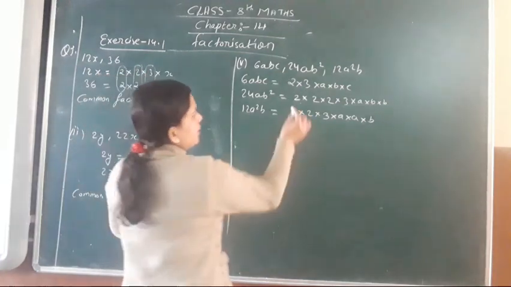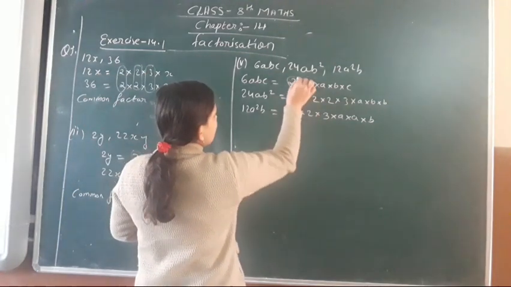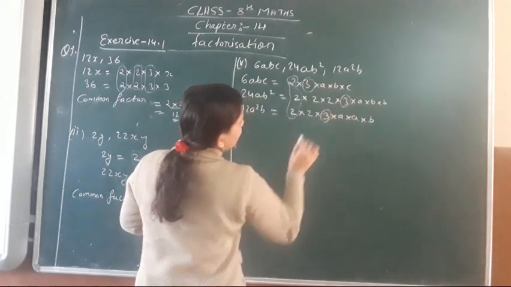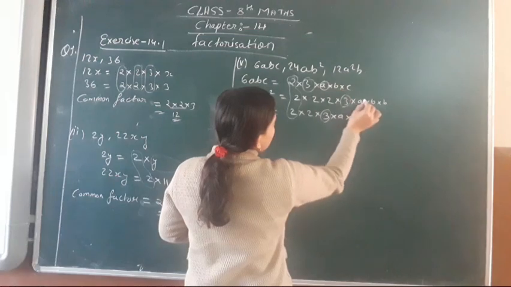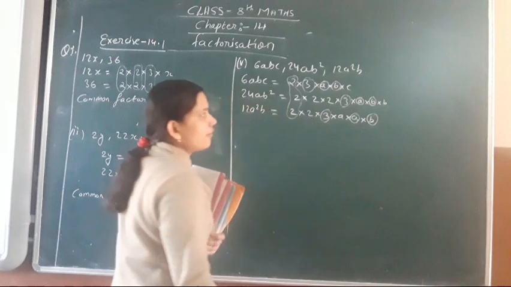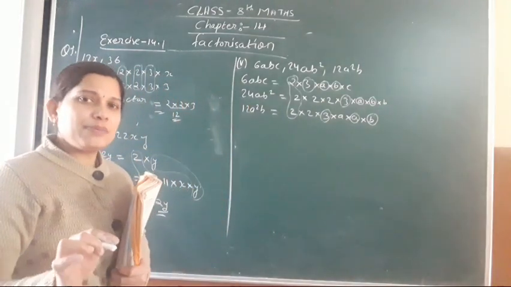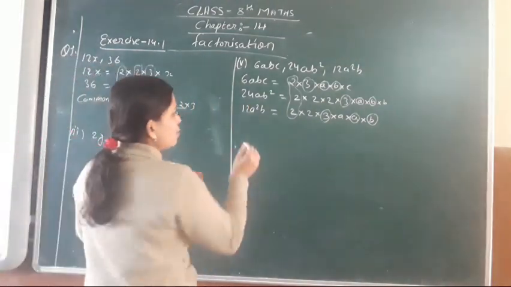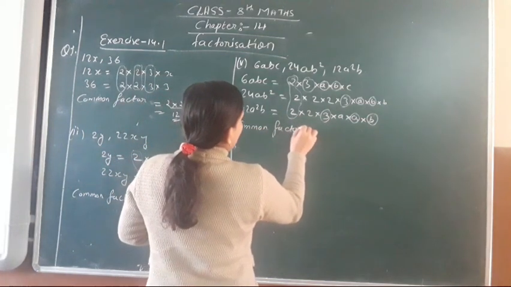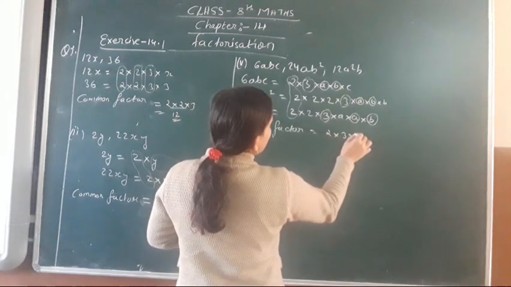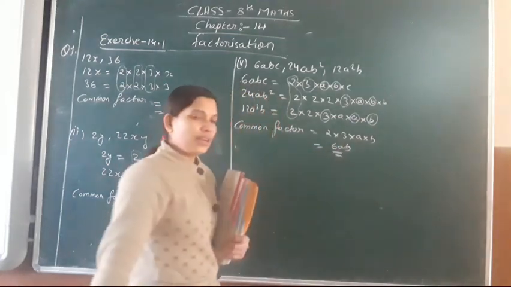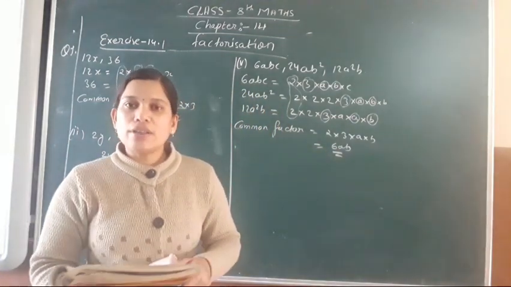Now, since it is asked to find the common factor, 2 is present as a common factor, then we can see here 3 is present as a common factor. Okay, now a is also present as a common factor, b is also present as a common factor. Any other factors are not present in all the 3 terms, isn't it? So here we can say that the common factor is 2 into 3 into a into b. So 6ab is the answer. Clear to everyone? So in this way you have to find the common factor.